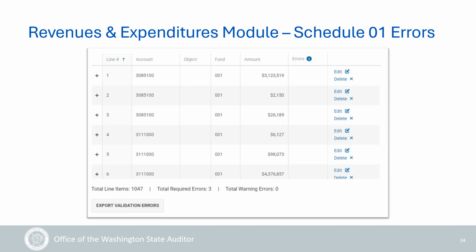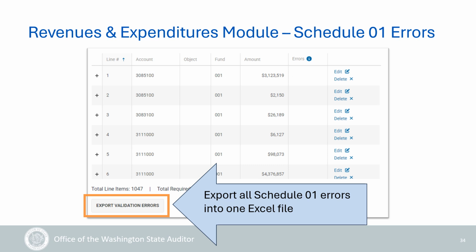The last thing I want to mention regarding Schedule 01 errors is this little summary below the data table, which shows the total number of line items, total warning errors, and total required errors. There is also a new feature that allows you to export all Schedule 01 errors into one Excel file that you can review and triage outside of the filing system.